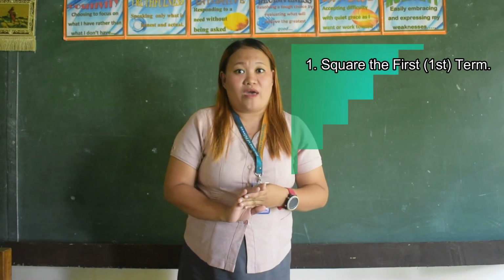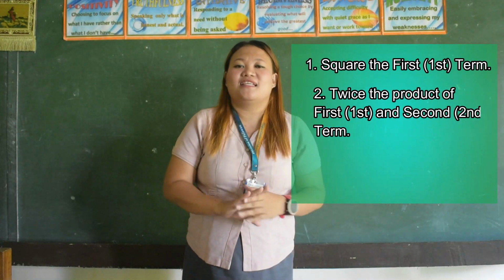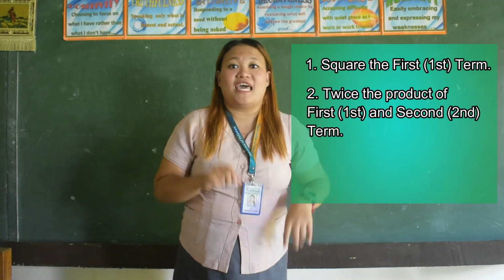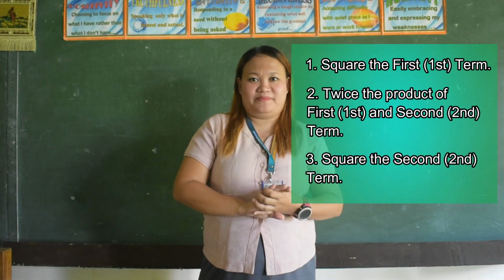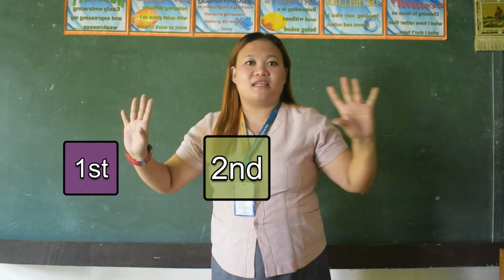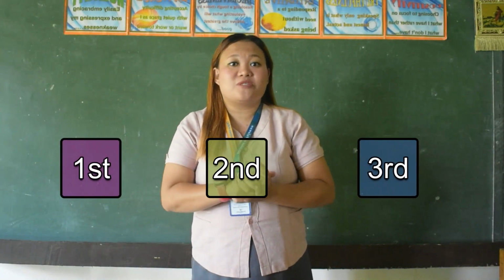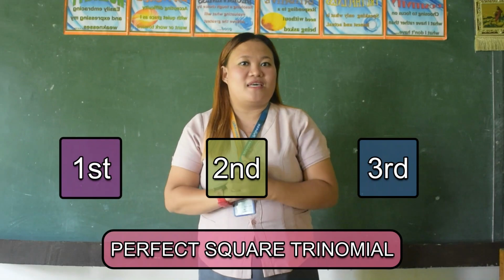Okay, now let us learn the pattern. First, square the first term. Second, twice the product of first and second. And the third one is square the second term. For us to remember it easily, let us do it using a hand signal. Imagine that you have three spaces here, the first, second, and the third, because we are always expecting a perfect square trinomial.